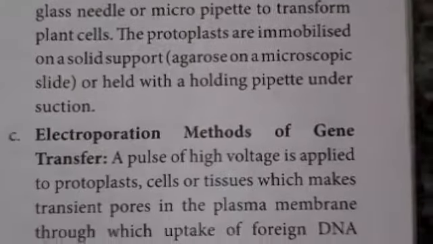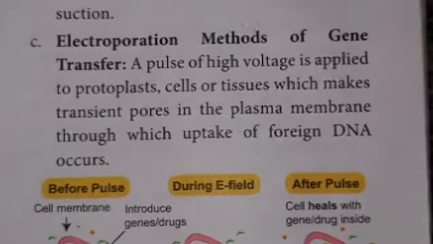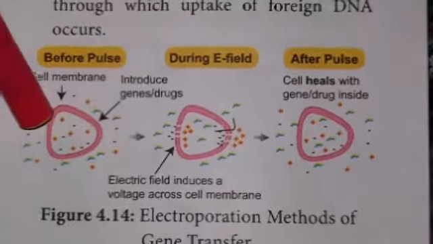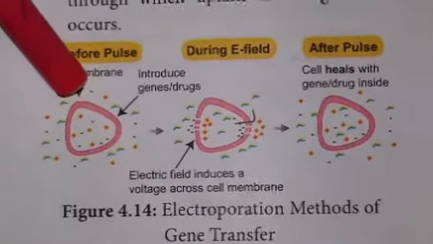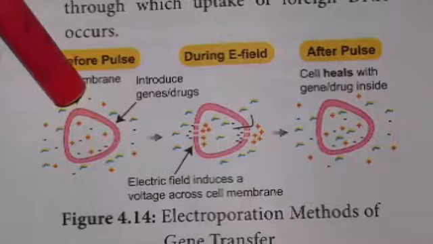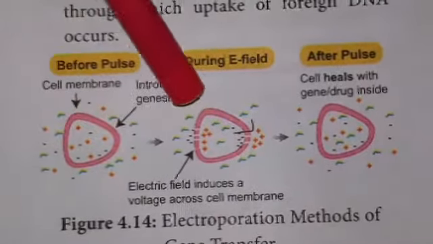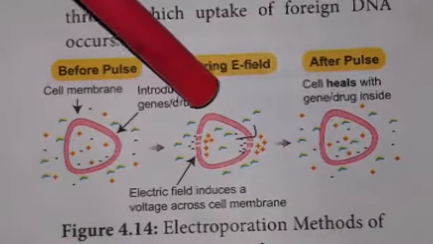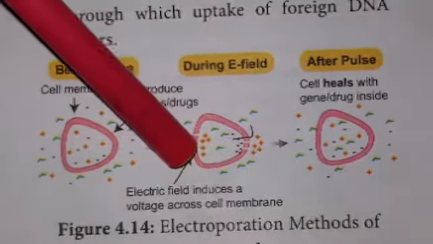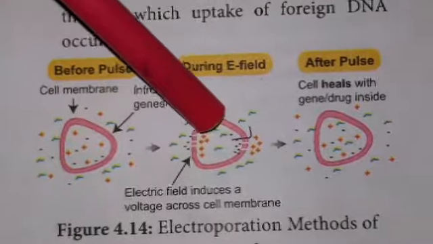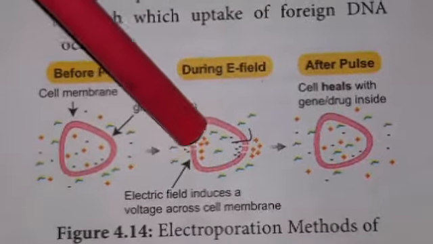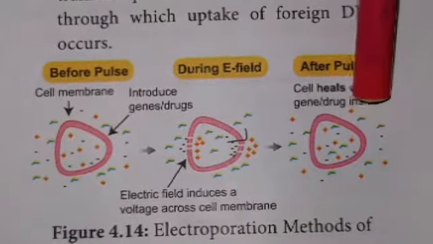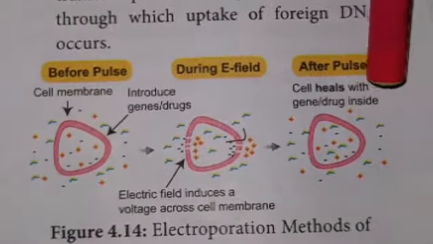Electroporation method of gene transfer. A pulse of high voltage is applied to the protoplasts, cells or tissue, which makes transient pores in the plasma membrane by means of an electric field. The high voltage creates pores in the plasma membrane, making it permeable to the foreign DNA, which is taken up through these pores.